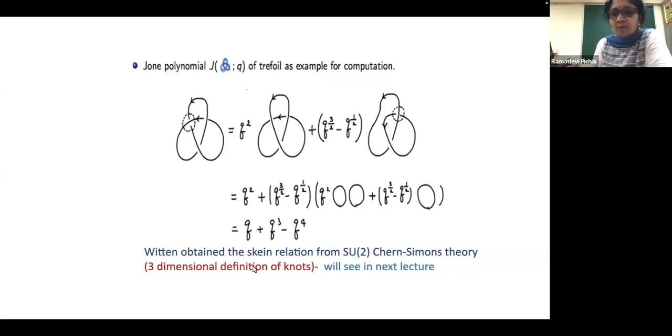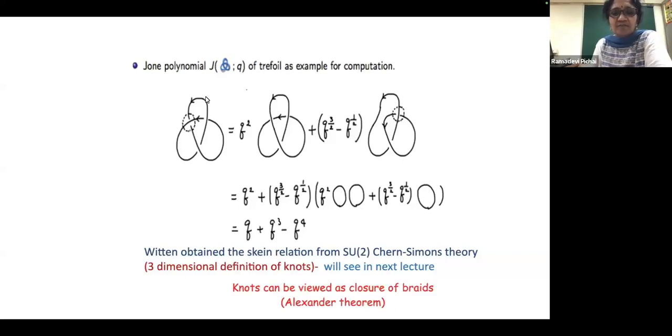Witten obtained the same skein relation using Chern-Simons theory with the gauge group SU(2). So sometimes Witten's work is also described as a three-dimensional definition of knots, and how these invariants are obtained in quantum field theory as expectation values of observables in the Chern-Simons theory. So it's very beautiful that one could get these invariants in a quantum field theory, which is Chern-Simons theory. Okay.